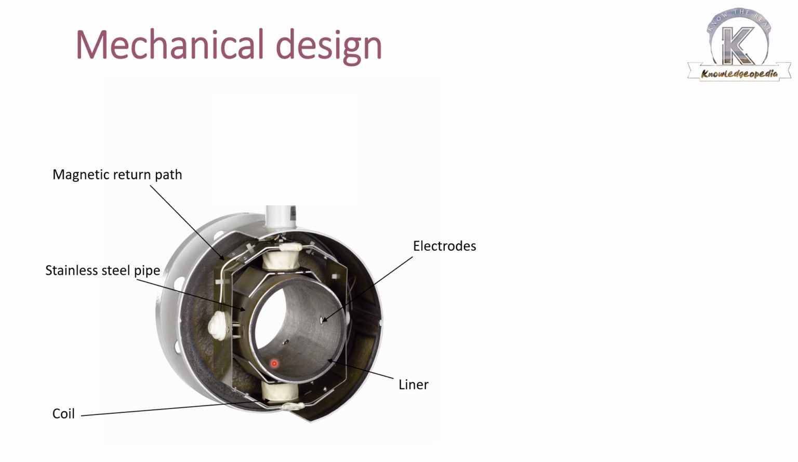For the coil system, these are the two coils you can see. The coil system generates a magnetic field, designed to get the most homogeneous fluid. That means it should be well mixed.